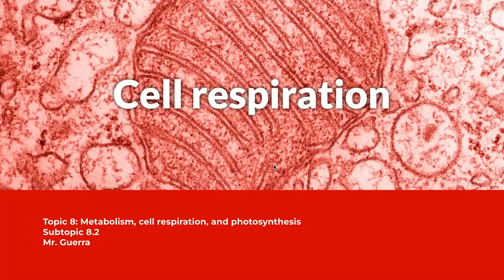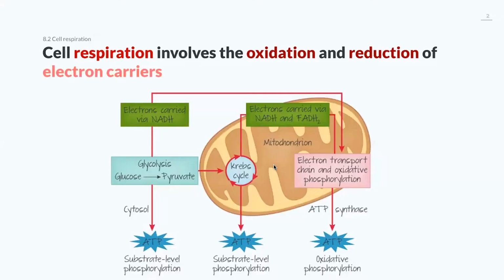All right, biologists, this is cell respiration higher level from topic 8, subtopic 8.2. So cell respiration involves the oxidation and reduction of electron carriers. So we saw in the standard level that during cell respiration, we have the production of NADH. We also have the production of FADH2.